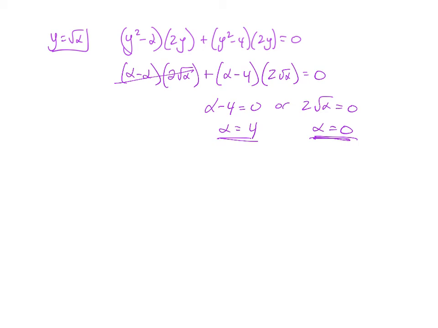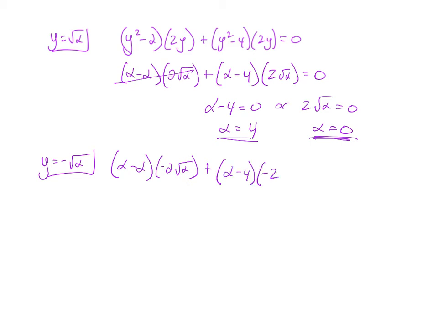Okay, and I'm guessing negative root alpha isn't going to give me any new information, but let's check. Okay, so y squared would still be alpha. Yep, that term goes away again, and you get alpha equals 4 or alpha equals 0 again. So those are our two bifurcation values, 0 and 4.